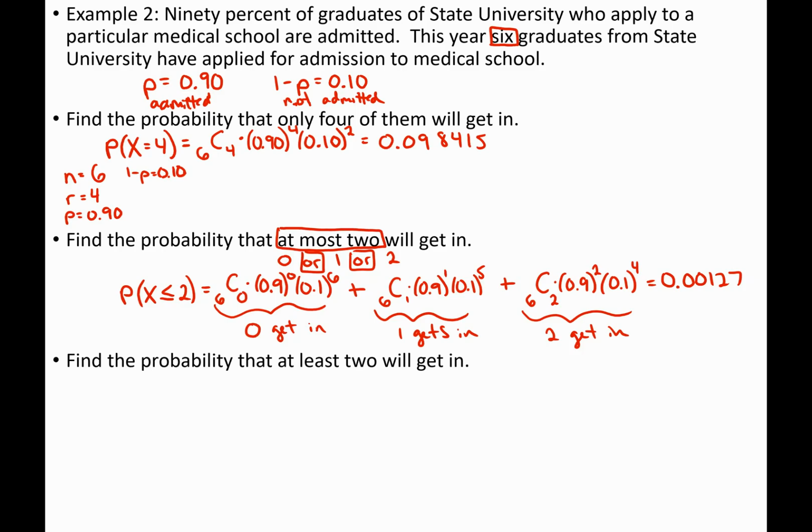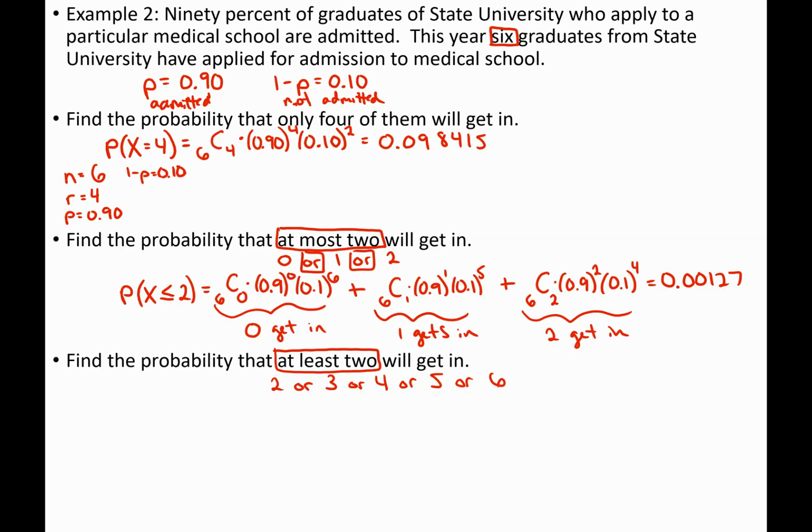Let's do one more together. I want to give you guys a chance just to try a few today. Find the probability that at least 2 will get in. At least 2. So let's talk about that. Before we start setting anything up, let's talk about what that at least means. At least 2 is going to mean 2 or 3 or 4 or 5 or 6.